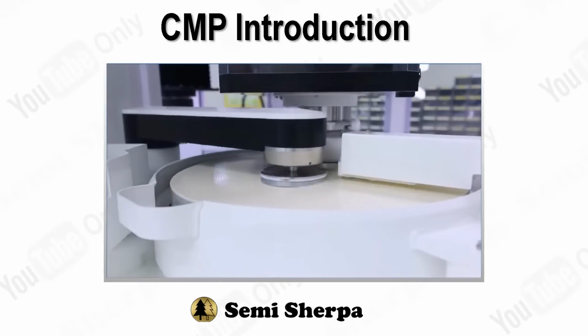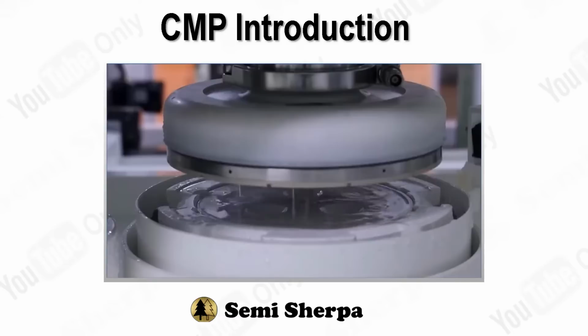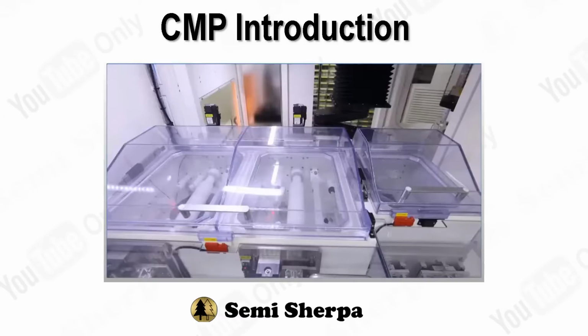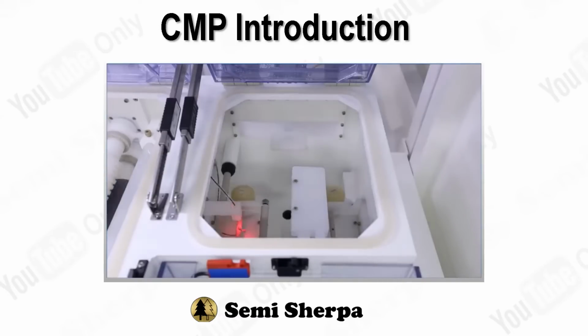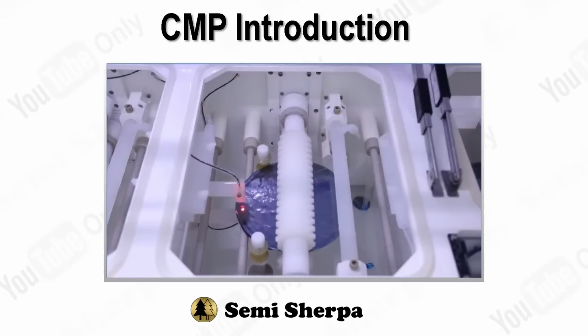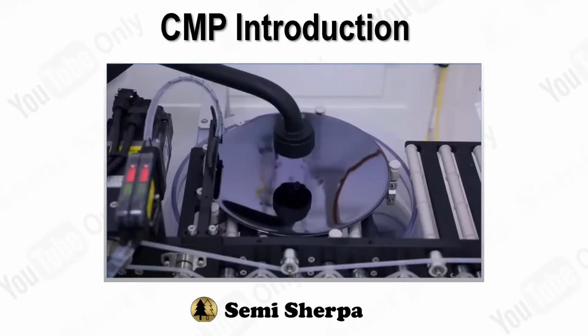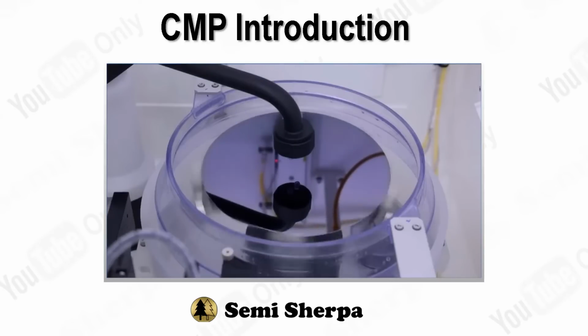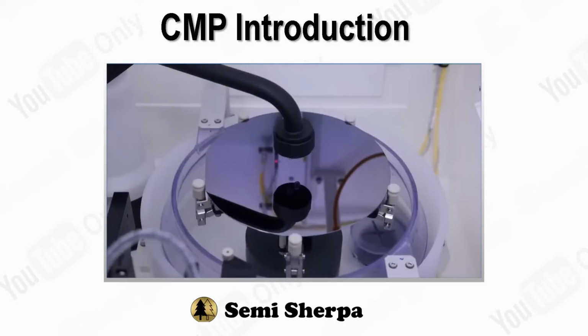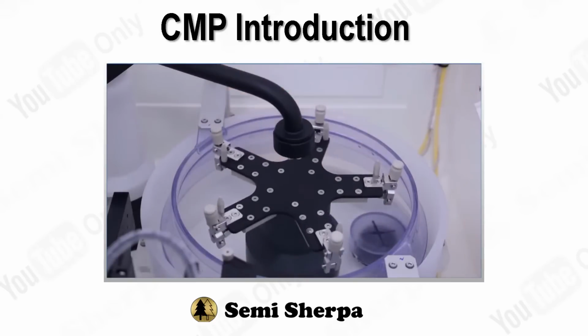Thirdly, we will demystify the CMP polisher. This segment will follow the wafer through the CMP process using popular CMP tools from Applied Materials. We will trace the wafer's journey from the beginning to the end of the CMP process, illustrating how these tools work and their role in achieving the necessary surface characteristics.